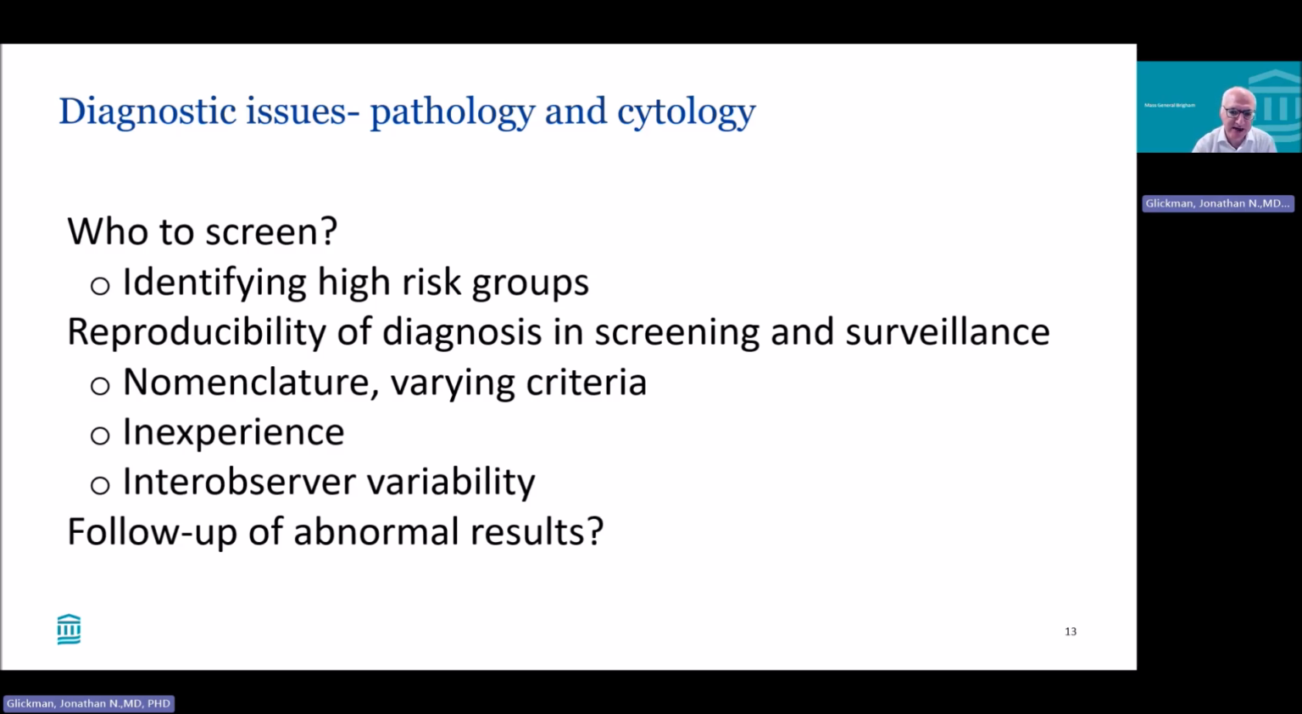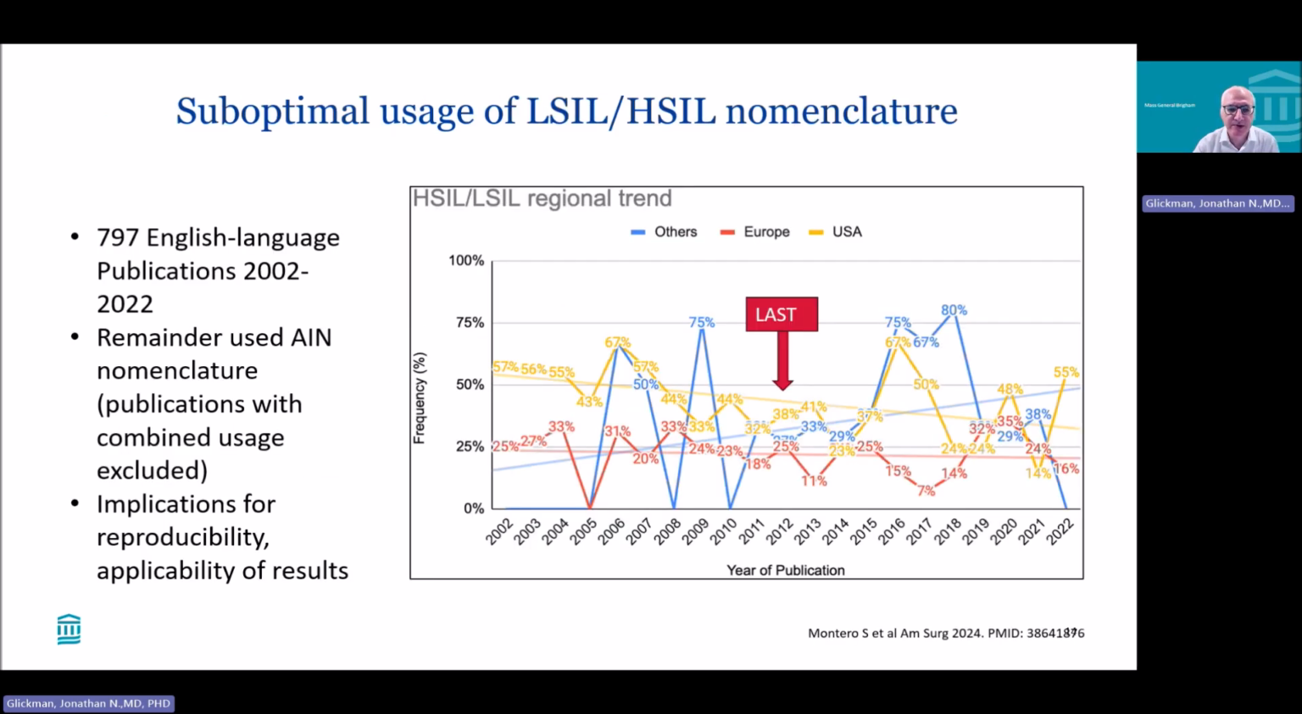And then I think when we get a specimen, whether it's cytologic or pathologic, there are known issues with reproducibility of the diagnosis, and this is true in both screening and surveillance modes. Part of this is the nomenclature, varying criteria. Also, some observers may be inexperienced with this particular area, and there is undeniably some inter-observer variability, particularly in difficult cases. And then a further question more generally is, how are abnormal results followed up, and how is that information communicated, and then what is done with them.